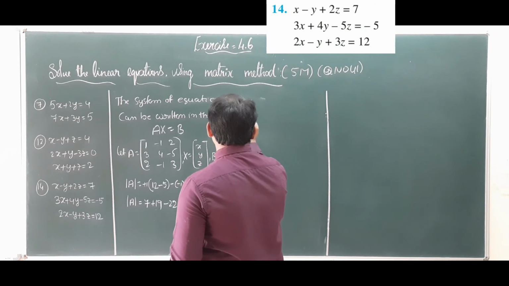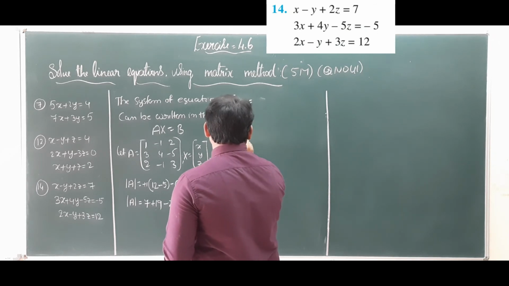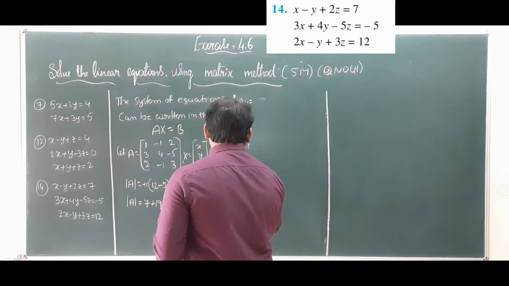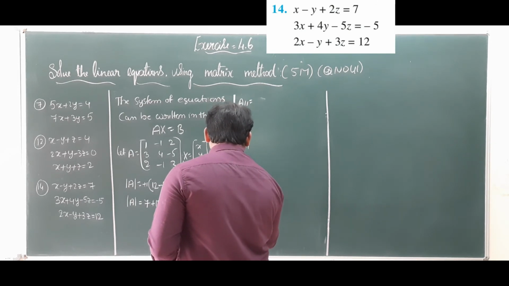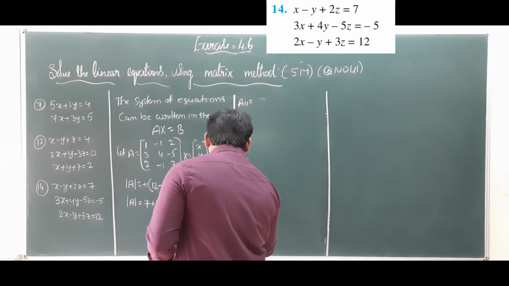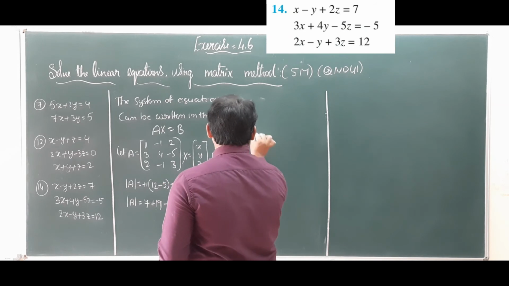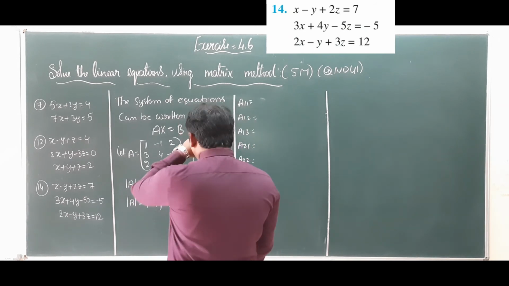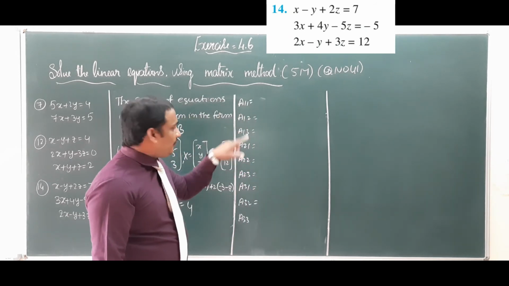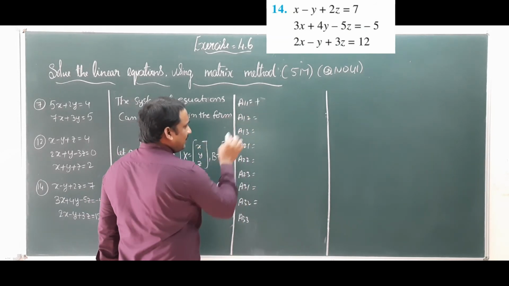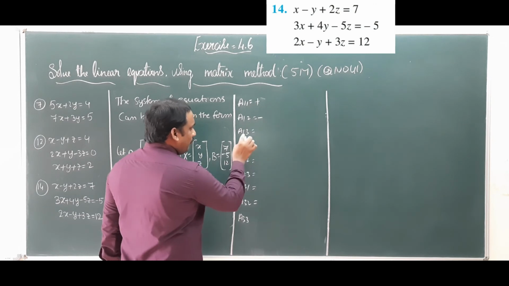Next, A12, A13, A21, A22, A23, A31, A32, A33: all cofactors of the A matrix. Here the signs for A11 are very different. 1 plus 1 is 2, an even number, means plus. 1 plus 2, an odd number, means minus.